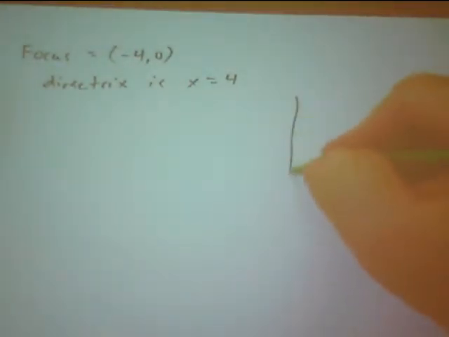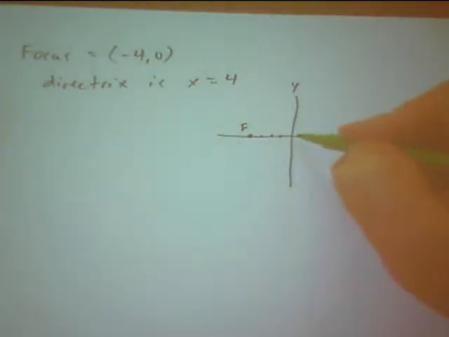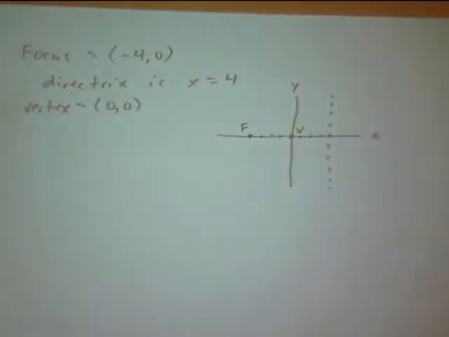So if I say, well, the focus is (-4, 0), and the directrix is x = 4. First thing I know is the vertex is always halfway between the focus and the directrix line. So right away I know there's my vertex. So I know the vertex is going to be (0, 0).